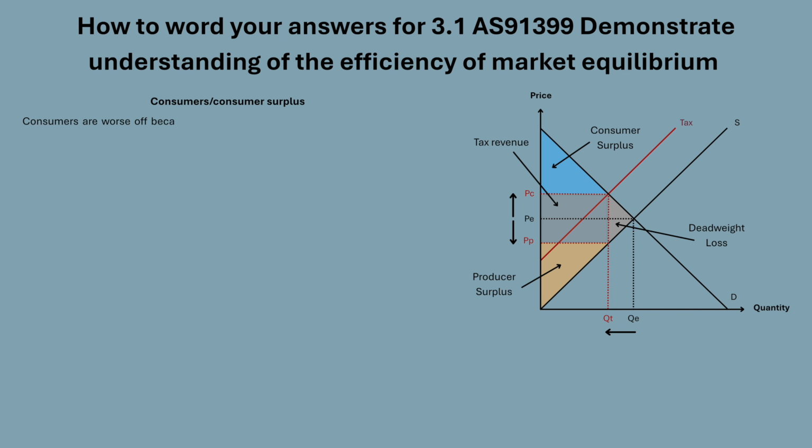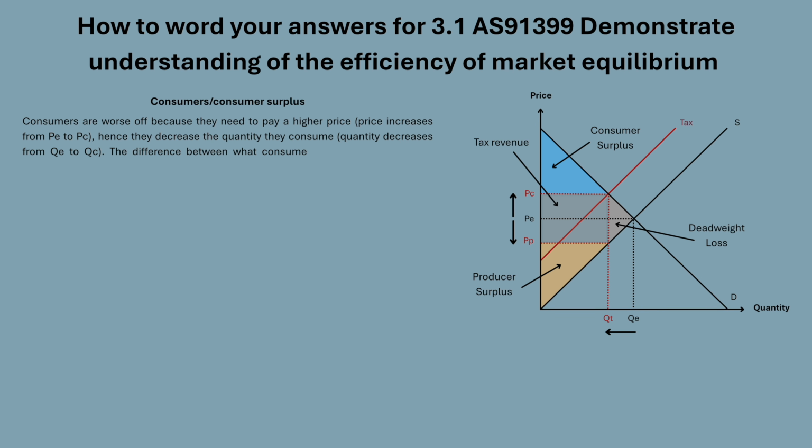When a tax is placed on something, consumers are worse off because they need to pay a higher price, because the price increases for them from PE to PC. Hence, they decrease the quantity that they consume, so quantity decreases from QE to QT. The difference between what consumers are willing to pay and actually pay decreases, and there are less units from which to gain a surplus.